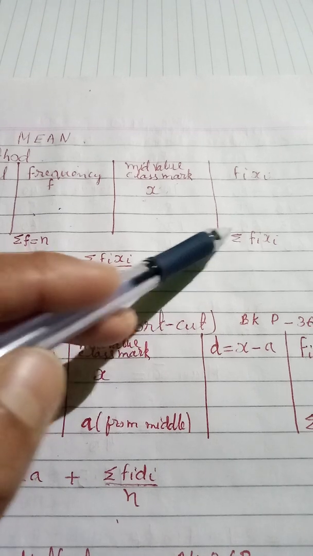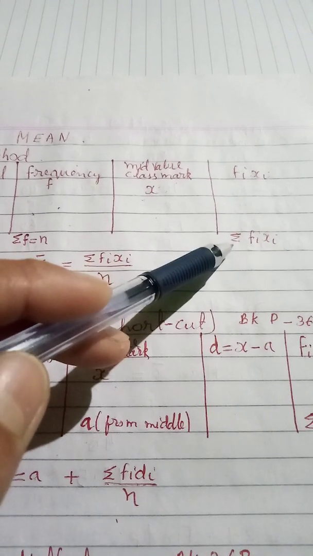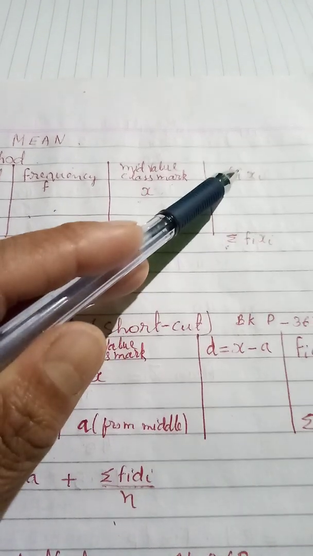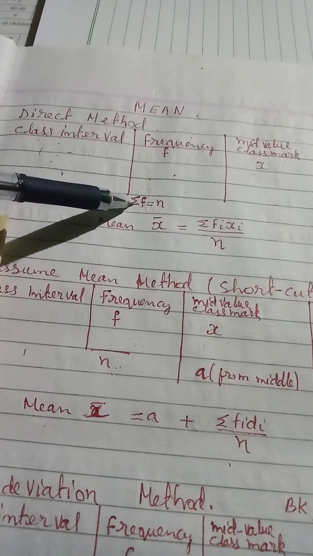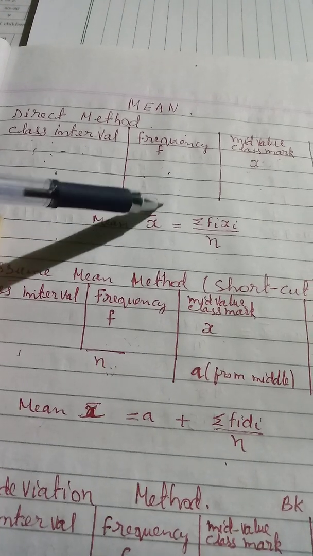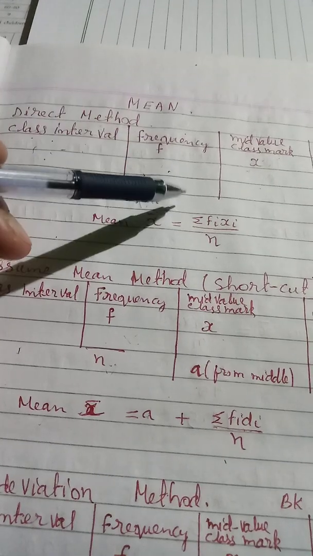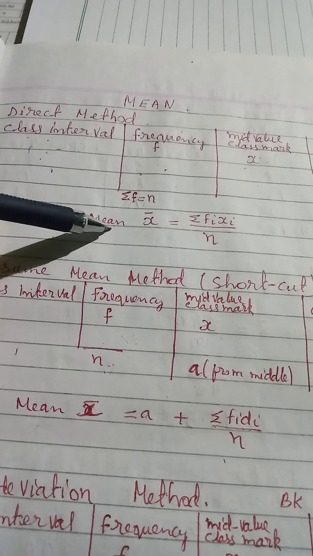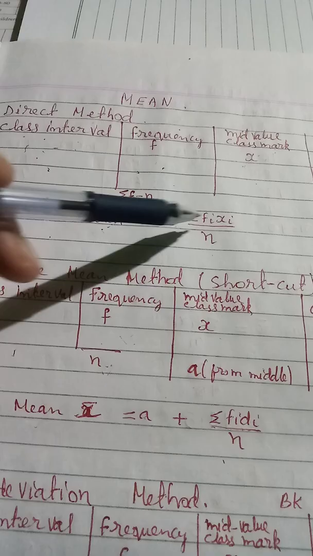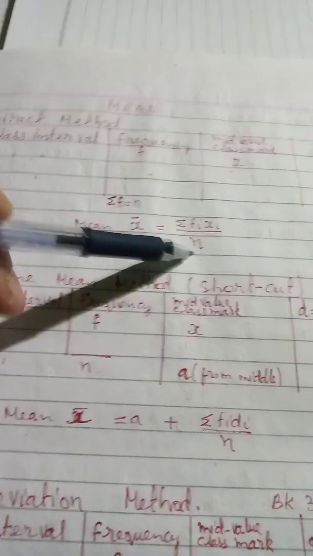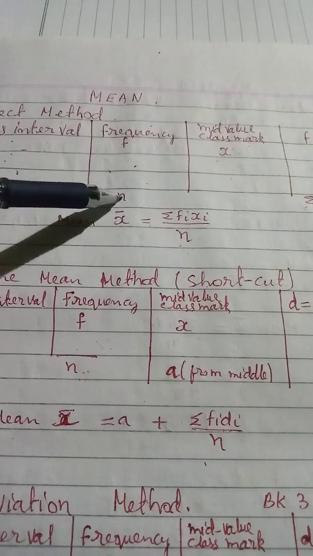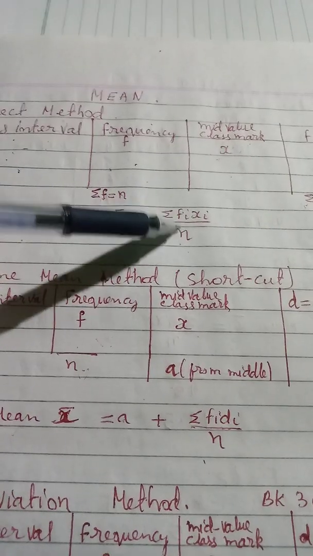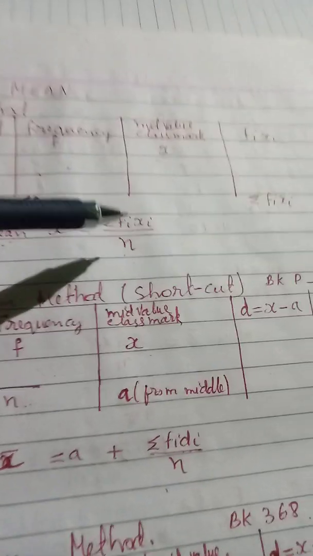This is the Greek letter sigma, or we used to call it summation. Summation means you will add up everything which is here. Then you also add up the frequency, which can be written as summation Fi, or we may write it as total n. Then we can use this formula: mean, x bar, equals summation Fi Xi by n. You get n from the total frequency. Then you divide, and whatever you get will be the answer.